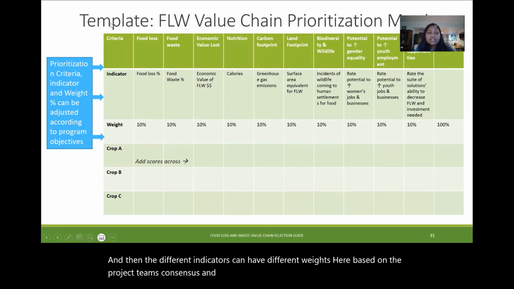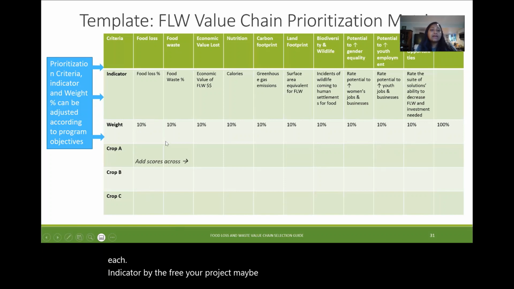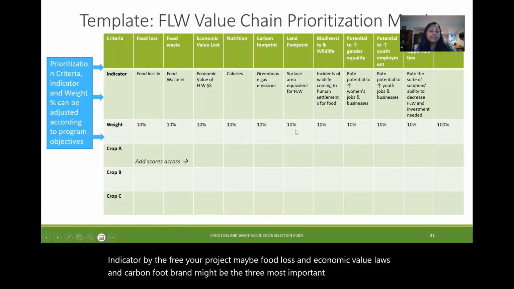So here I've just put 10% for each indicator, but for your project, maybe food loss and economic value loss and carbon footprint might be the 3 most important things. So you can weight them higher.